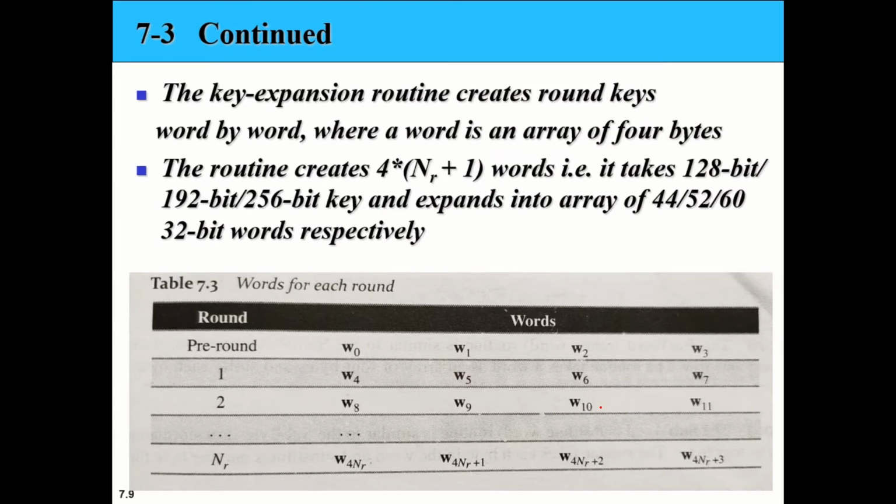So what does this process do? It creates the round key word by word. We'll divide the key into four words, right? Each word will be 32 bits, because in total we have a 128-bit key. So we can say that we have four words in it, because each word is 32 bits long, right?